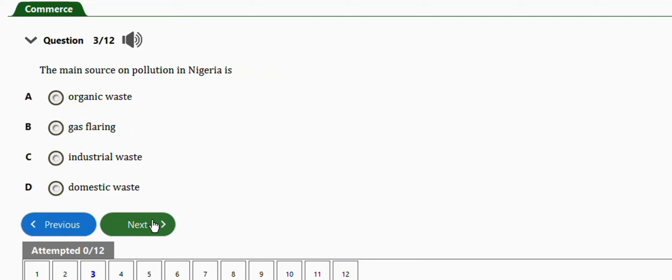Okay, next question: the main source of pollution in Nigeria is organic waste, gas flaring, industrial waste, domestic waste. It is option C, the industrial waste. Very, very important, guys. Next question: the most dangerous type of pollution is water pollution, noise pollution, air pollution, land pollution. It is air pollution, guys.